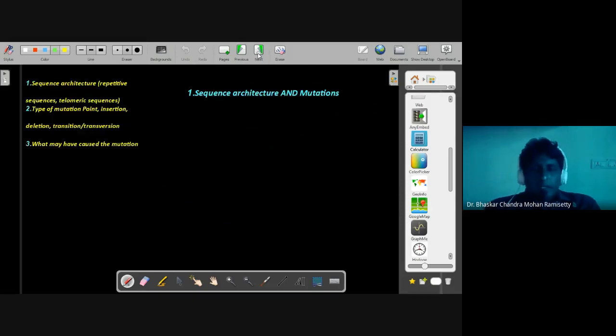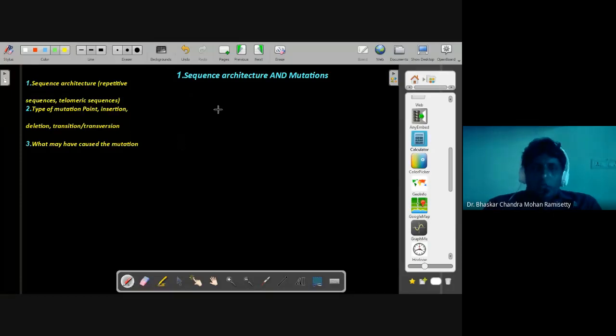Now comes the important part. We have two different sequences, and there are some mutations. I'll quickly try to give you some overview on the different types of mutations. Mutations can be studied at several levels. I will try to finish this quickly.